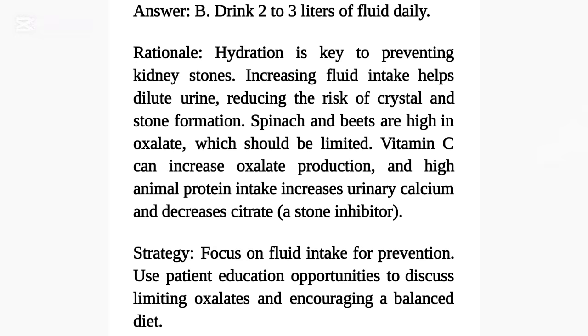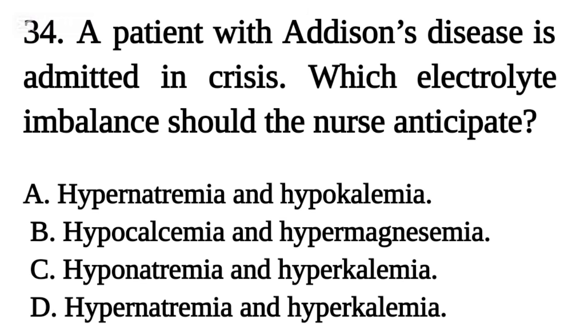Rationale: hydration is key to preventing kidney stones. Increasing fluid intake helps dilute urine, reducing the risk of crystal and stone formation. Spinach and beets are high in oxalate, which should be limited. Vitamin C can increase oxalate production, and high animal protein intake increases urinary calcium and decreases citrate, a stone inhibitor. Strategy: focus on fluid intake for prevention. Use patient education opportunities to discuss limiting oxalates and encouraging a balanced diet.